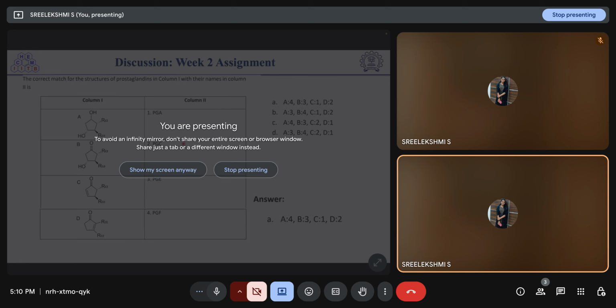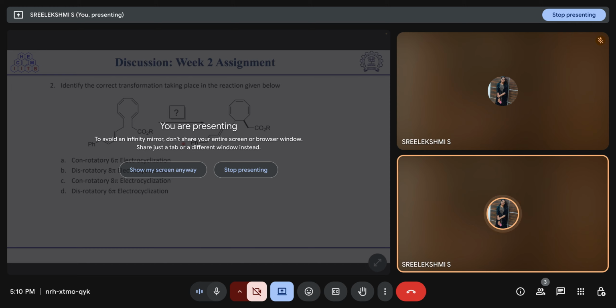Now the next question: identify the correct transformation. Ignore the numbering of the question. Identify the correct transformation taking place in the reaction given below. So this is an electrocyclization reaction. It is clear from the question. Now which electrocyclization reaction is it? Conrotatory 6-pi electrocyclization, disrotatory 8-pi electrocyclization, conrotatory 8-pi electrocyclization, or disrotatory 6-pi electrocyclization. About this conrotation and disrotation, and the role of 6 pi and 8 pi systems, we have seen in the lecture video as well as in the last tutorial session. So which will be the correct answer here?